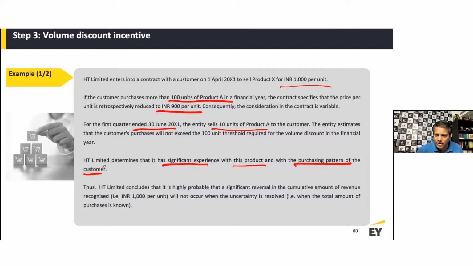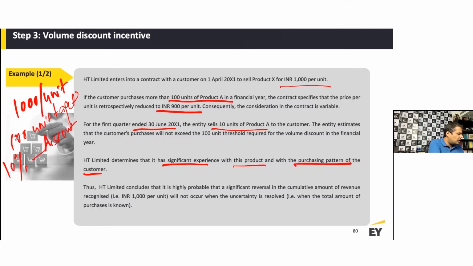Thus HT Limited concludes that it is highly probable that a significant reversal in the cumulative amount of revenue, which is 1000 per unit, will not occur when the uncertainty is resolved, when the total amount of purchase is known, because it's a one-year target. So we said it is 1000 per unit, and then I had a 100 unit target, and you are entitled to a discount of 10%, which will reduce the price.